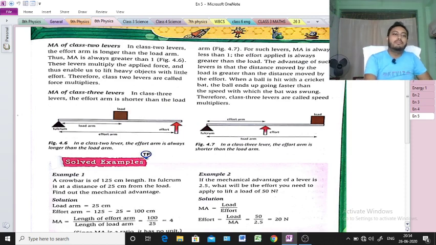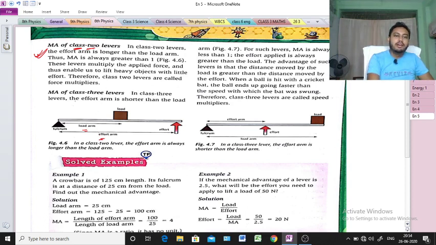What is the value of the mechanical advantage in class 2 lever? Clear? Class 2. In the class 2 lever, you can see the effort arm is always greater than the load arm. Clear?